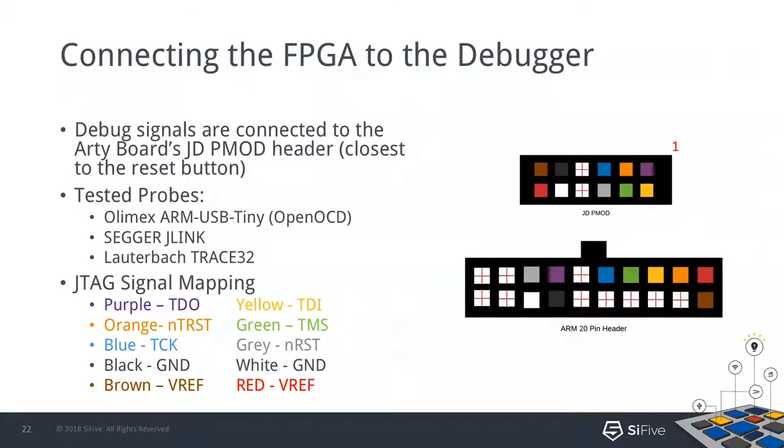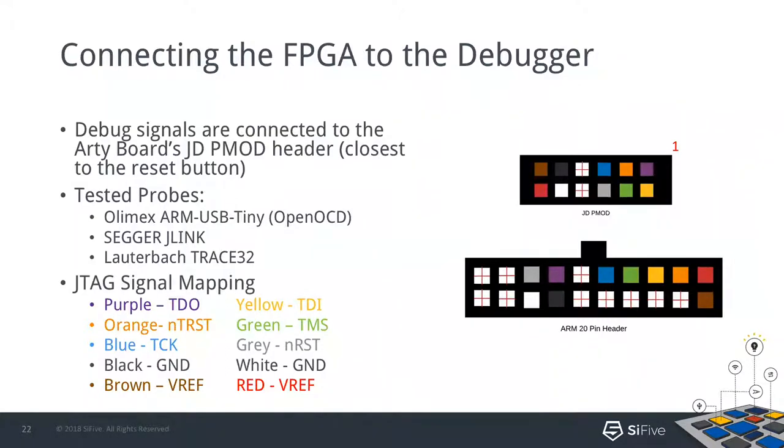So now that you have the E31 core complex programmed into the FPGA, the next step is connecting that FPGA to the debugger, and this would be done over a JTAG connection. Again, the details of doing this are described in the user guide, but I have a handy color-coded map here as well, mapping the different JTAG signals from the RD JD PMOD connector to the common ARM 20-pin header interface.